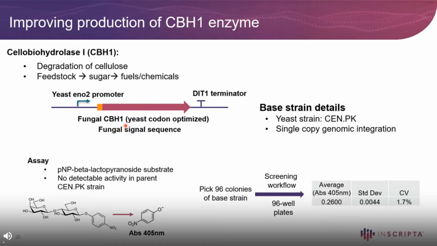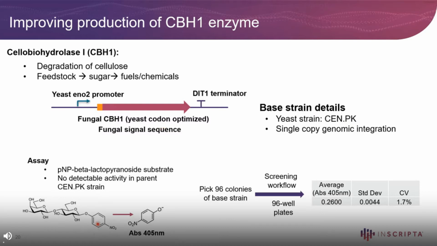So we utilized a fungal CBH1 that was codon optimized for expression in yeast. And we used the native fungal signal sequence, so this protein would be secreted. We used the native yeast ENO2 promoter to drive expression of the CBH1 and a DIT1 terminator. So the base strain that was used was a strain called SenPK, and we generated a single copy genomic integration of this expression cassette.